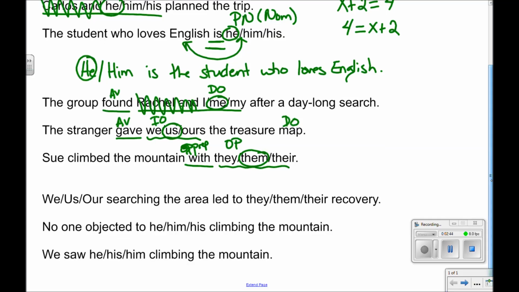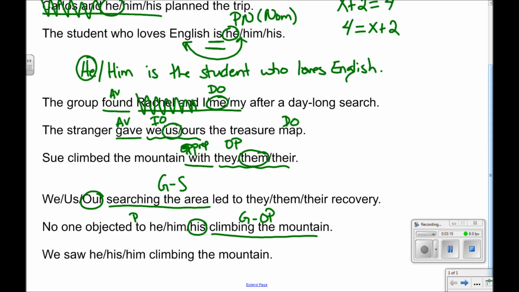Now with possessive pronouns, I want to make sure that possessive pronouns modify gerunds, but not participles. So here, searching the area is a gerund, working as the subject of the sentence. So I would use a possessive pronoun there, like our. For number 2, again, I have this gerund working as the object of the preposition. Here's the prep. So I'm going to use the possessive form his.